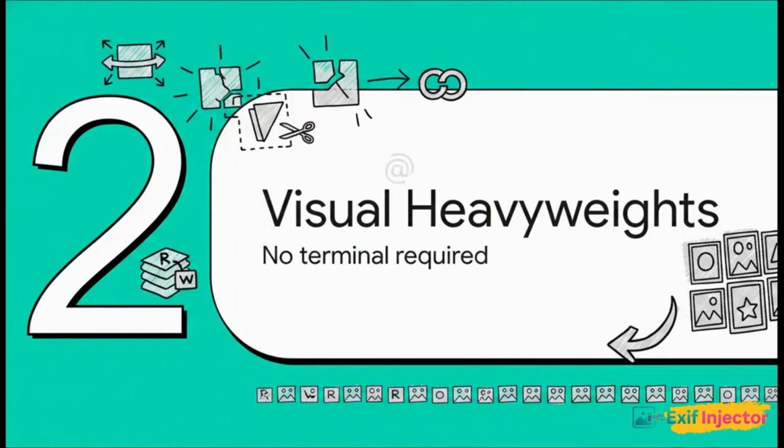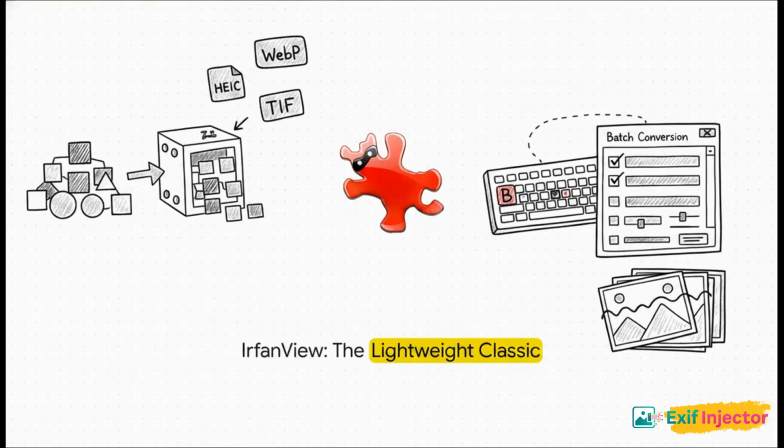Moving right along to part 2, meet the visual heavyweights. These are powerful visual tools that completely bypass the terminal. First up, we have a total classic, IrfanView. If you're on Windows, you probably know this one. It's been around since the mid-90s. It makes batch conversions, format changes, and watermarking an absolute breeze. You literally just press the letter B, and boom, the batch conversion dialog pops up. It gives you this super straightforward menu of checkboxes and sliders that supports modern formats like WebP, HEIC, and TIFF without even breaking a sweat.